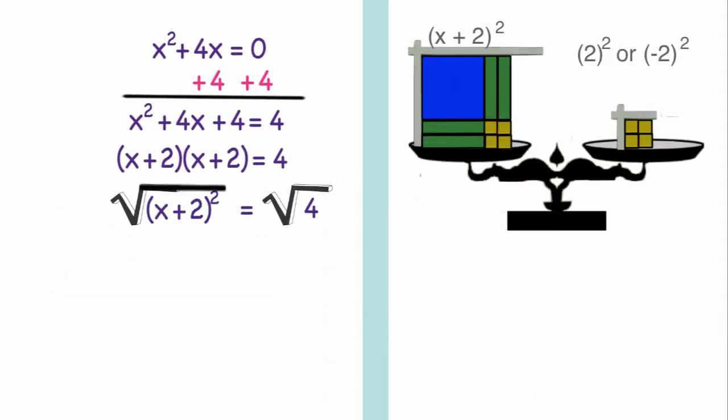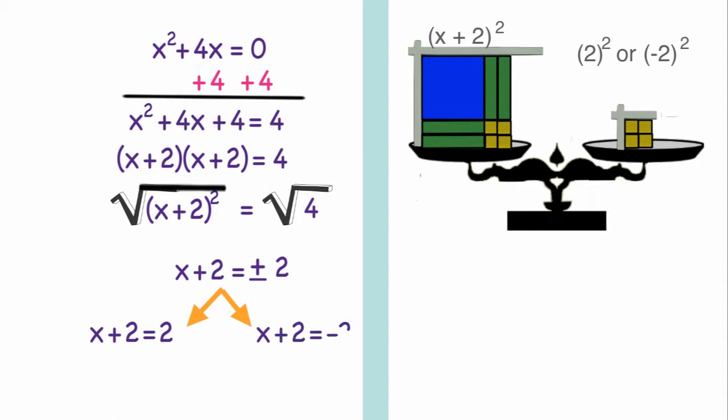And when we take the square root of each side, we get that x plus 2 is equal to plus or minus 2. Remember, when we see a plus minus sign, that means we have 2 possible solutions for x. So to solve for x, we need to solve 2 equations. One when x plus 2 is equal to 2, and one when x plus 2 is equal to negative 2. When we simplify those, we get that x could equal 0, or x could be negative 4.